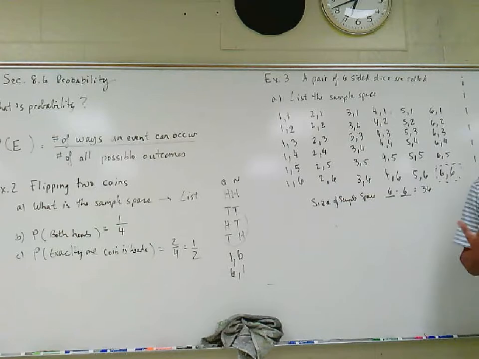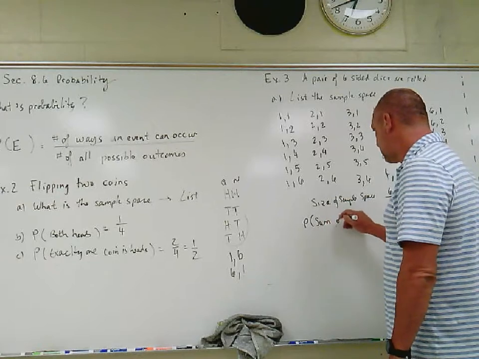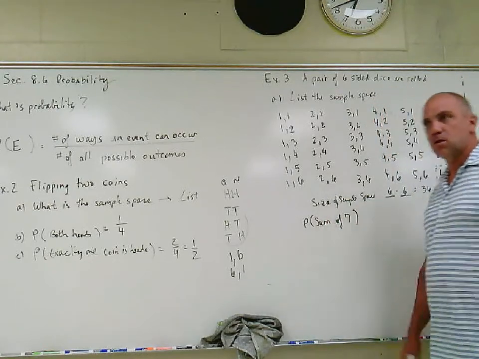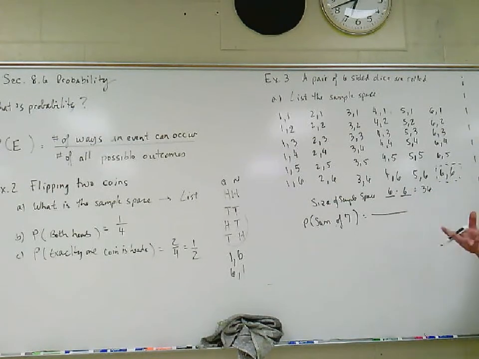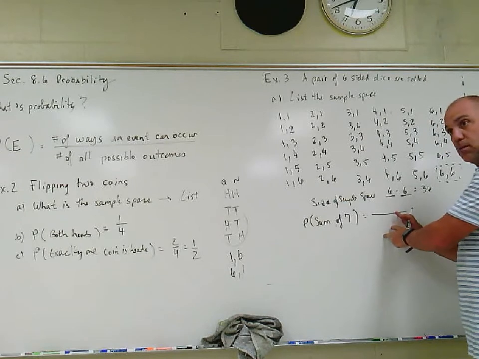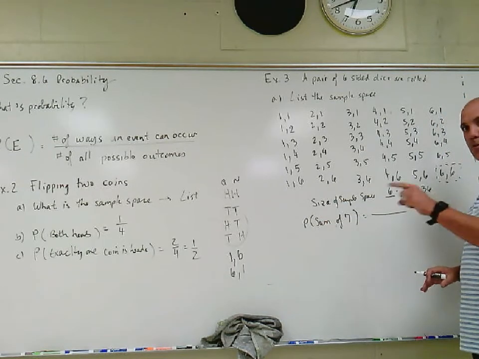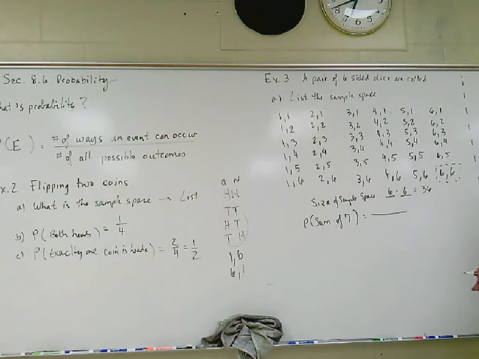But typically, we're asked to find sums. Like, what's the probability of getting a sum of 7? So now we have to narrow in on that. We know all the possible outcomes, so that's our denominator. You have to go through and figure out where all the sums of 7 are and add them up. Look through your sample space and see how many times the sum of 7 occurs, and that's your numerator. I'll show you in a second a really easy way to find it.